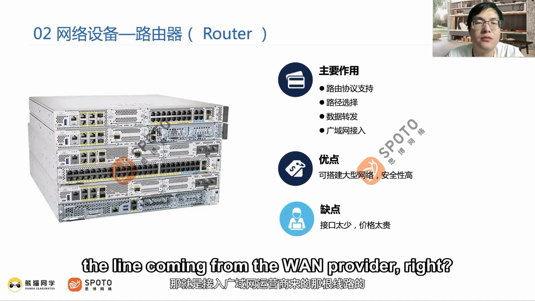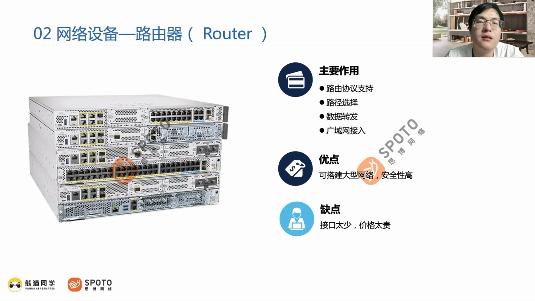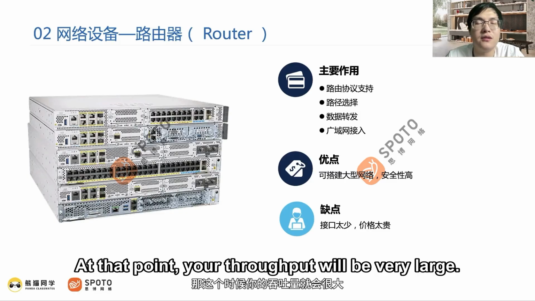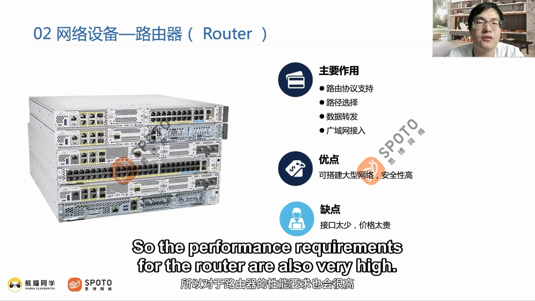That is, it connects the line coming from the WAN provider, right? This also relates to your external network bandwidth. For example, some enterprises might install a gigabit or even a 10 gigabit line. At that point, your throughput will be very large. All your traffic needs to pass through this exit router for forwarding, so the performance requirements for the router are also very high.